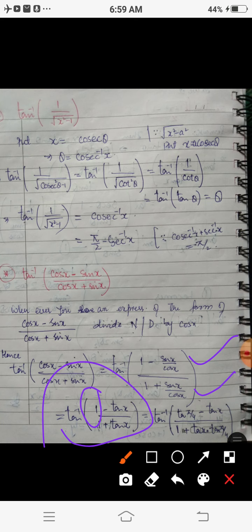Now here, in terms of tan, the value of 1 equals tan pi by 4, that is, we can write 1 as tan pi by 4. Here in the denominator we have 1 plus tan x, or here tan x can be written as 1 into tan x, that is, this one can be written as tan pi by 4 tan x. So this tan inverse of (1 minus tan x) upon (1 plus tan x) is tan inverse of (tan pi by 4 minus tan x) upon (1 plus tan x tan pi by 4).